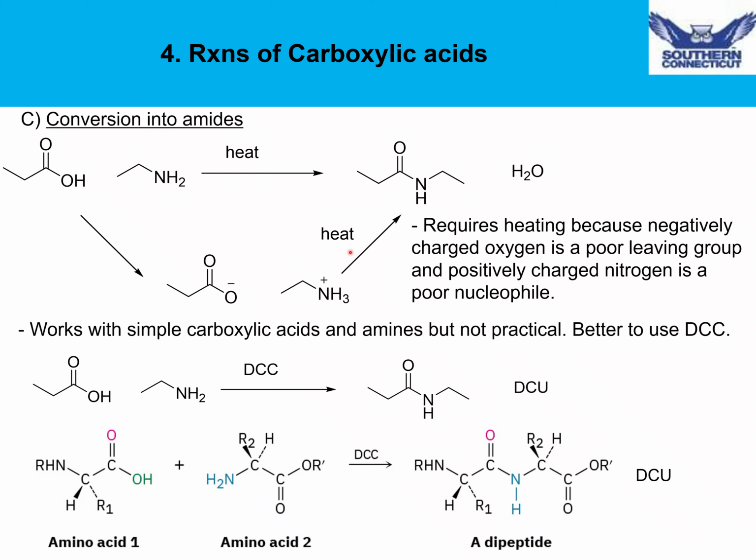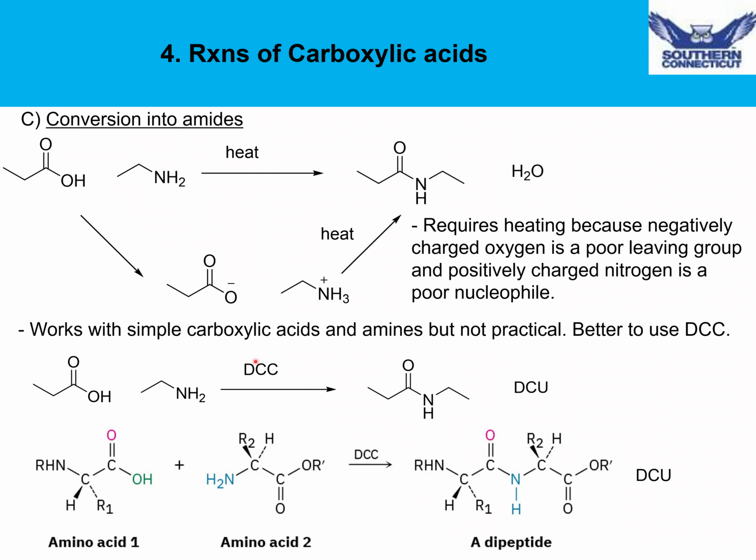Now, a much easier way, and usually the way that we try to do this conversion, is by taking a carboxylic acid and an amine and, instead of heating it, using DCC. DCC will convert an amine and a carboxylic acid into an amide, and there will be a byproduct of DCU. Note that we saw a similar example earlier with esters. So we could use an alcohol and a carboxylic acid to make esters with DCC.